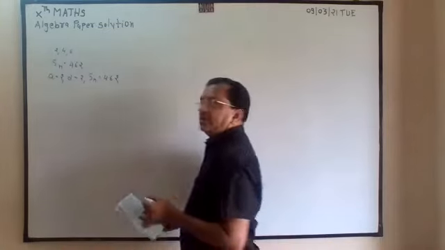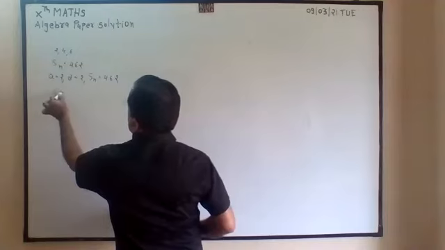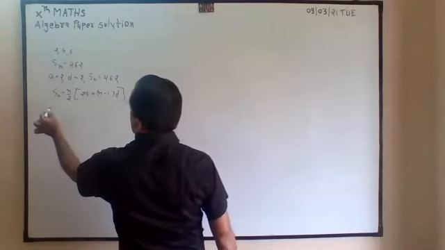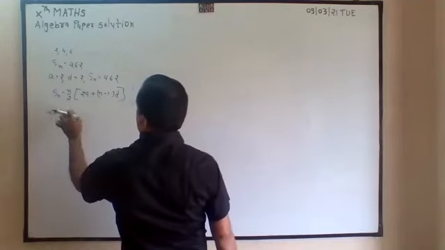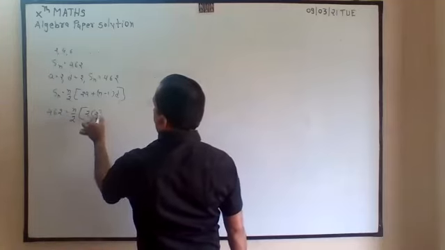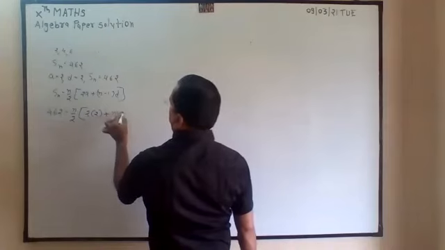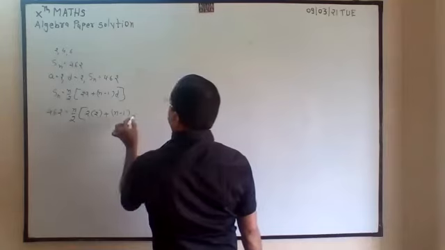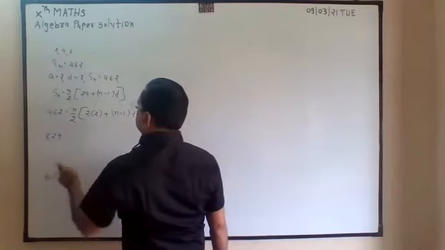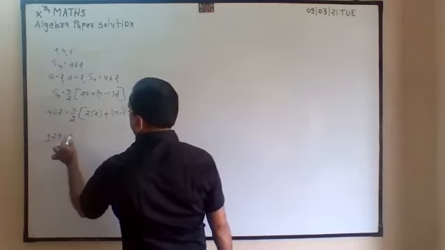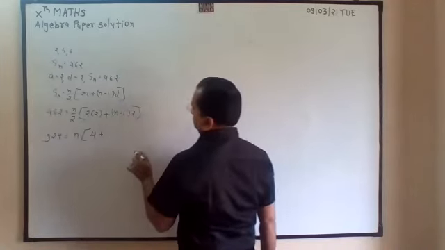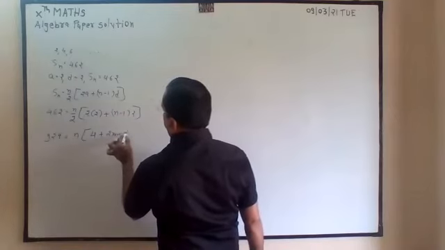Correct. Now Sn is equal to n by 2, 2a plus n minus 1 d. n is the number of terms, that is the question. 2, n, d, this goes this side. 2n minus 2.